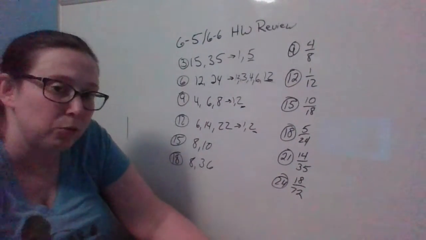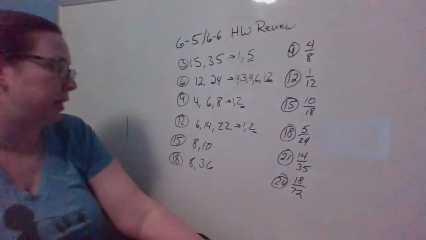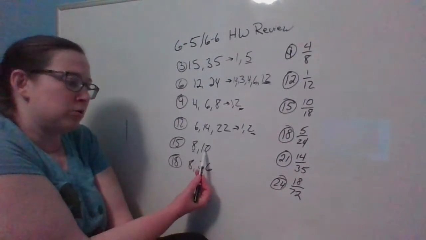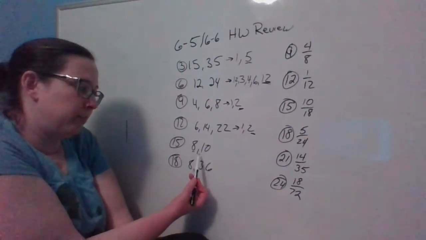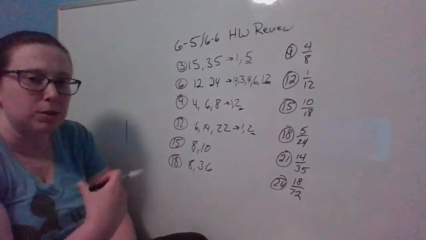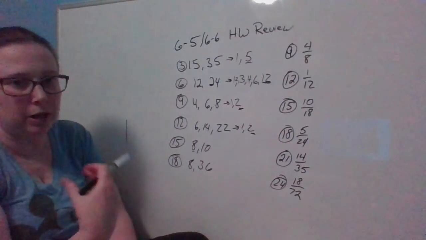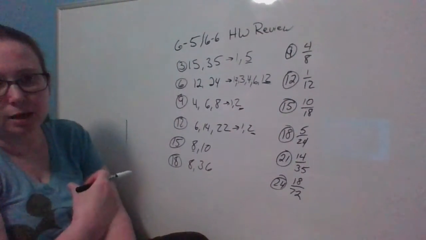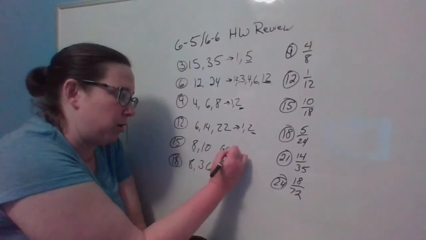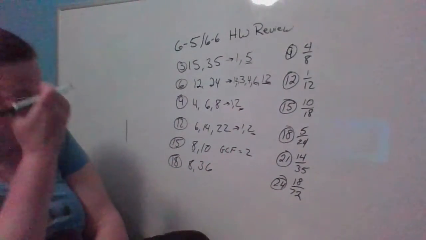15 and 18, we are coming up with just our greatest common factor. So we're going to look at our smaller number. If it goes into our larger number, we're done. 8 does not go into 10 without a remainder. So we start looking at factors of 8. 4 doesn't go into 10 without a remainder, but 2 does. So our GCF here equals 2.